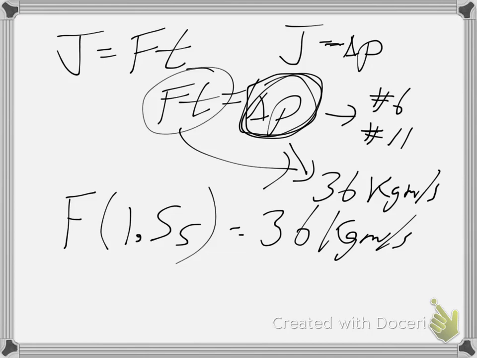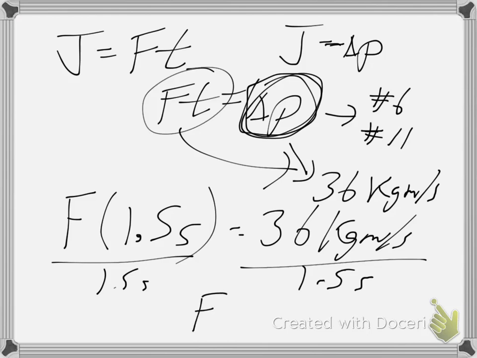So, to solve for F, all I do is simply divide each side by 1.5 seconds. My handwriting here is atrocious. I apologize for that. And I get that 36 divided by 1.5 is a force of 24. And since we're talking about force here, that unit will be newtons. And that's all you have to do on that one.